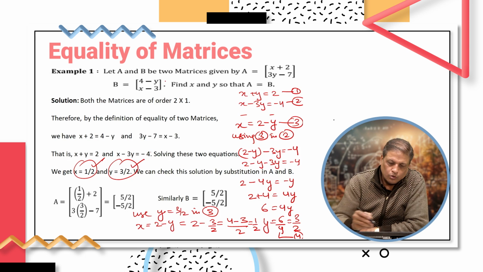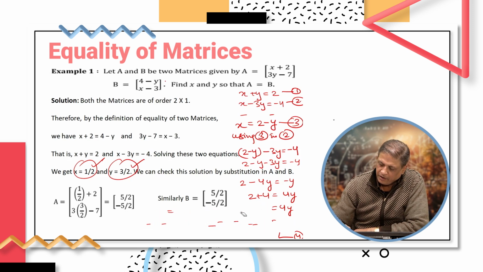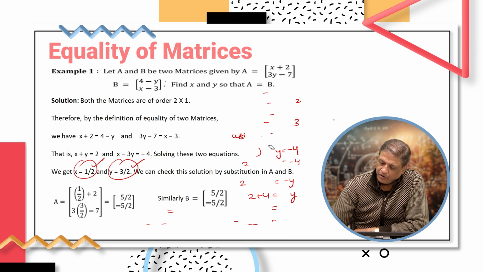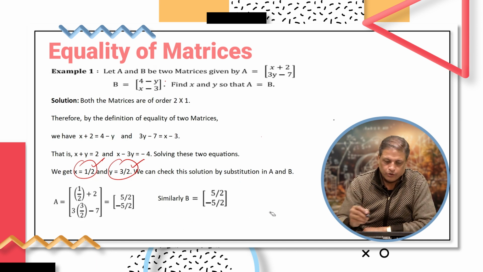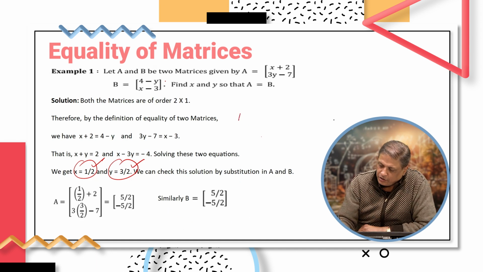Now, in order to get the values of A and B, we need to substitute the values of x and y in the expression which is given to us, that is A is equal to x plus 2y, and so we will get A is equal to x plus 2, 3y minus 7.